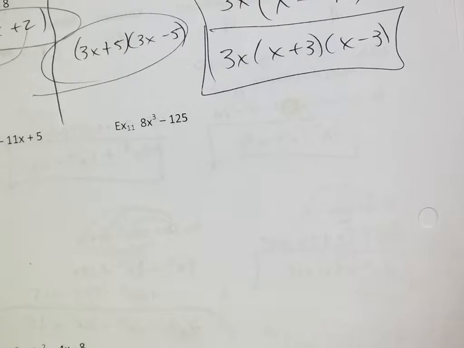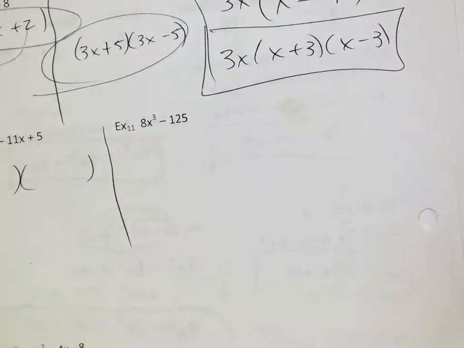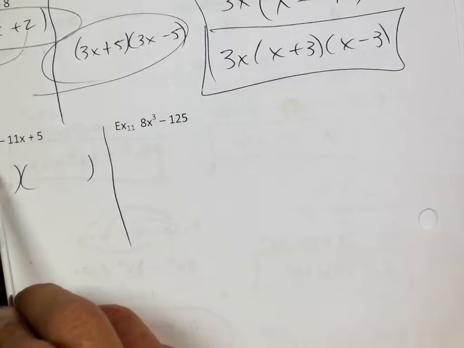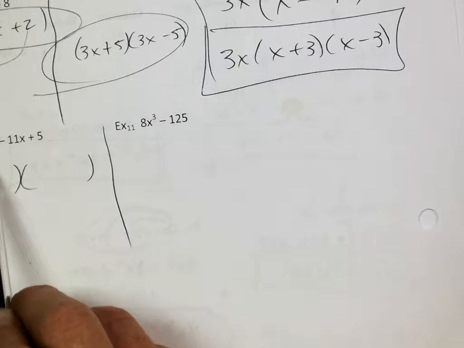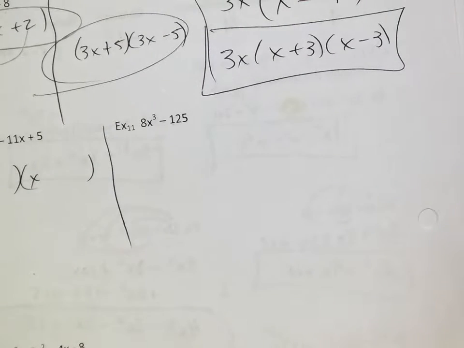All right, so how about this one? Parentheses, parentheses, parentheses, parentheses, okay? 2x squared, there's only one way to get a 2x squared, right? How am I going to make a 2x squared? 2x and x. Would everybody agree with that?